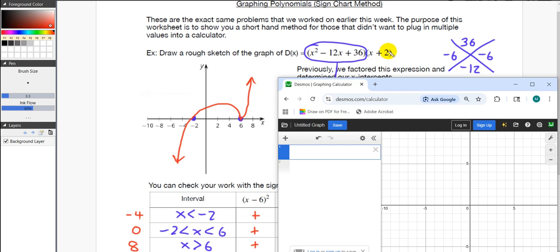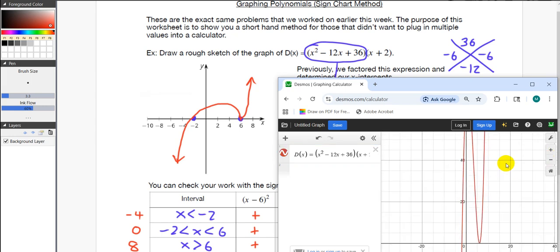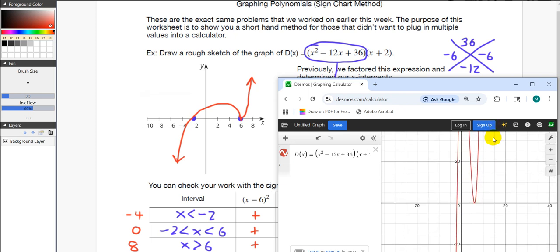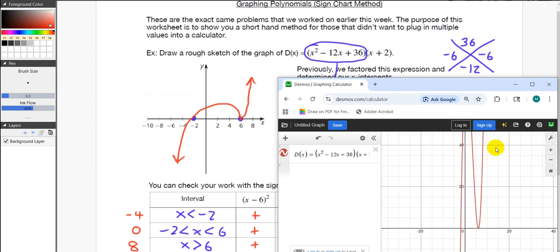So let me just take a little bit of time just to prove this to you guys. So this was our original function that we started with, right? So if I just type in d of x equals x squared minus 12x plus 36 multiplied by x plus 2, right? So that's just shown here. As you can see, our graph kind of has that same shape, yeah? It starts from the bottom, and it goes up, comes down, and eventually comes back up, yeah?